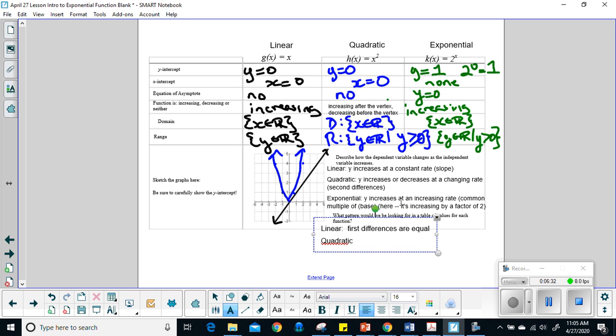Quadratic, that's when our second differences are equal. And our exponentials, that's where you have to look for a common ratio. So what does that even mean? All right, let's set that up.